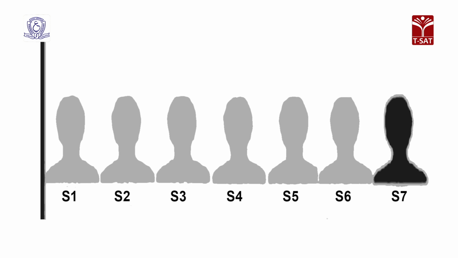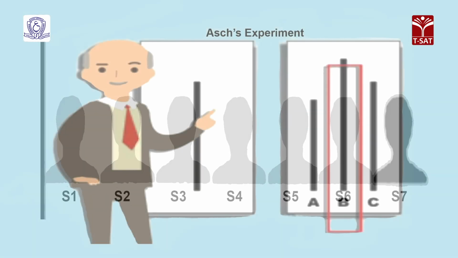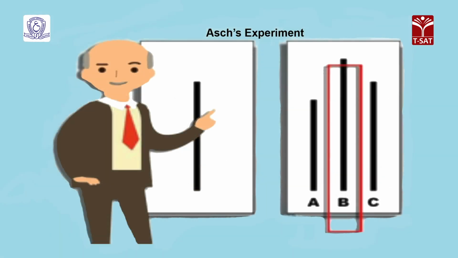On each of the problems, the participants were to indicate which of the 3 comparison lines matched a standard line in length. Several other people, usually 6 to 8 of them, were also present during the session, but they were unknown to the real participant and all were assistants of the experimenter.